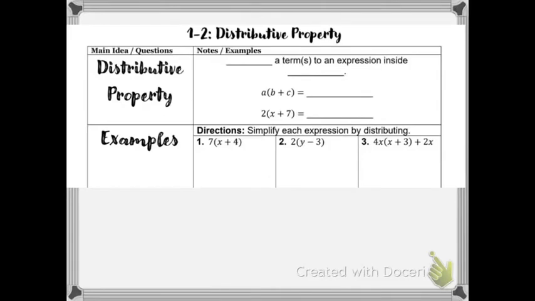This video is about the distributive property. So what we're going to do in the distributive property is we're going to multiply a term to an expression inside parentheses.